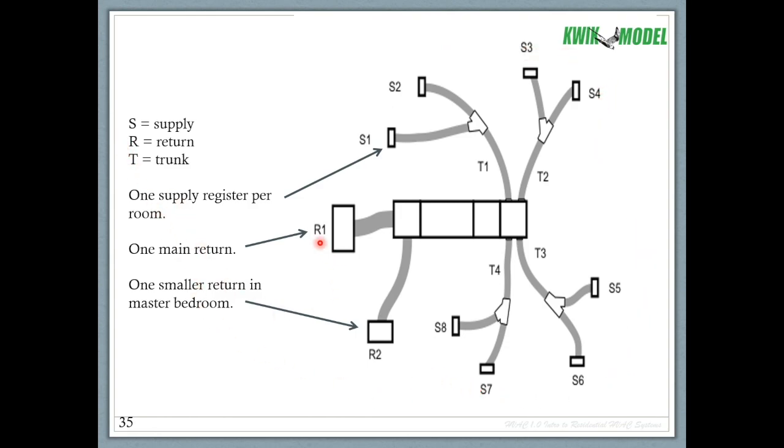R stands for return, so there's return number 1, and a second little return over here. Let's say this is in the master suite or something like that. Okay, T stands for trunk, so we have 2 supply registers and they're served by a trunk. So a trunk is a duct that splits again into more than one duct, and a branch is the final run out that goes out to the supply register. So we have 1, 2, 3, 4 supply trunks. You could have return trunks as well, but we don't in this example.